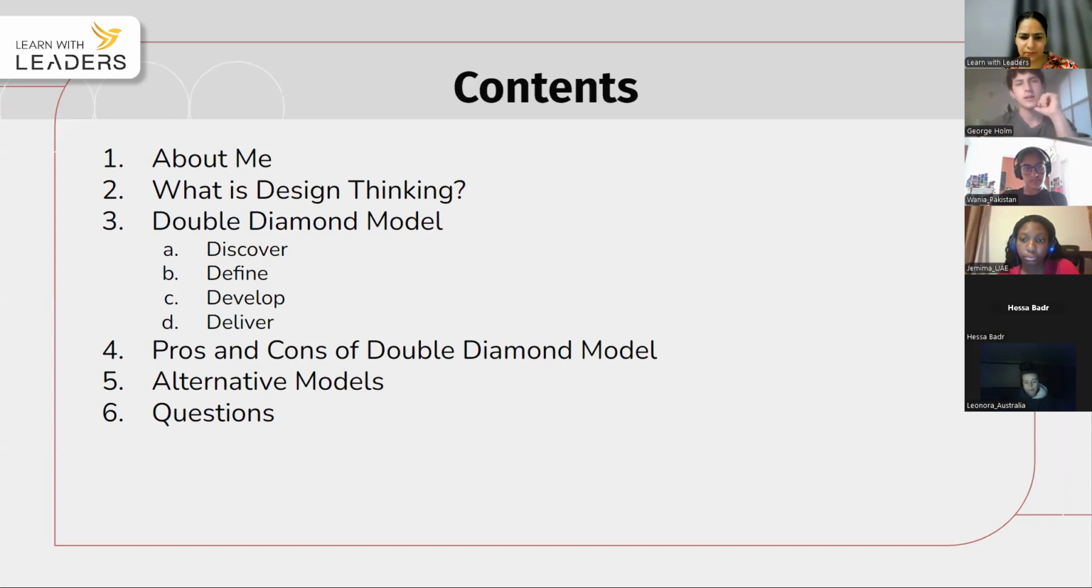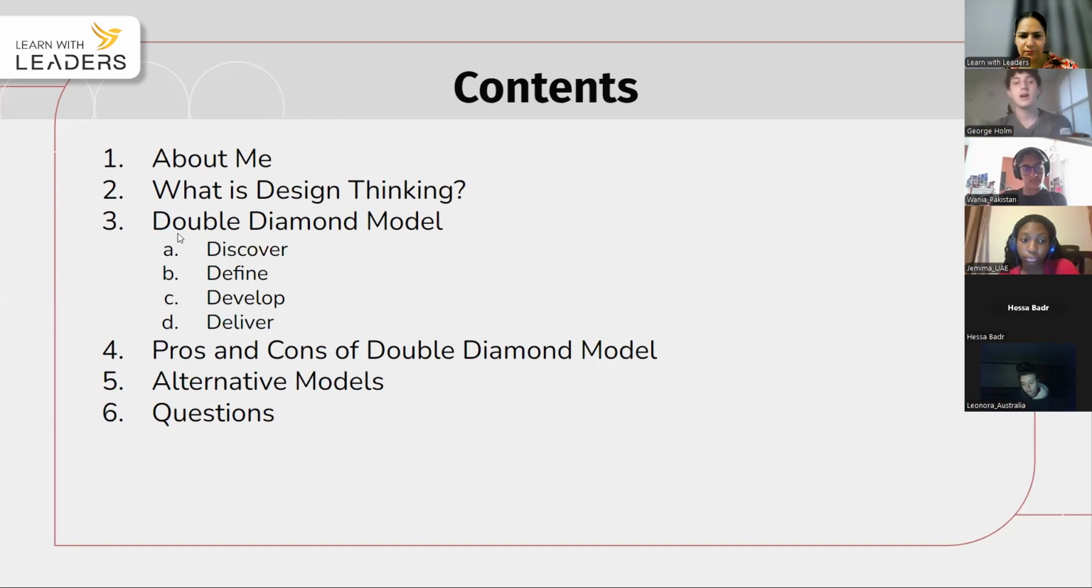For the most part, for this class, we'll be talking about the double diamond model, which is one of the models that is a good method to use when going over design thinking. There are four phases to that: discover, define, develop, deliver. We'll talk about that a little bit more.